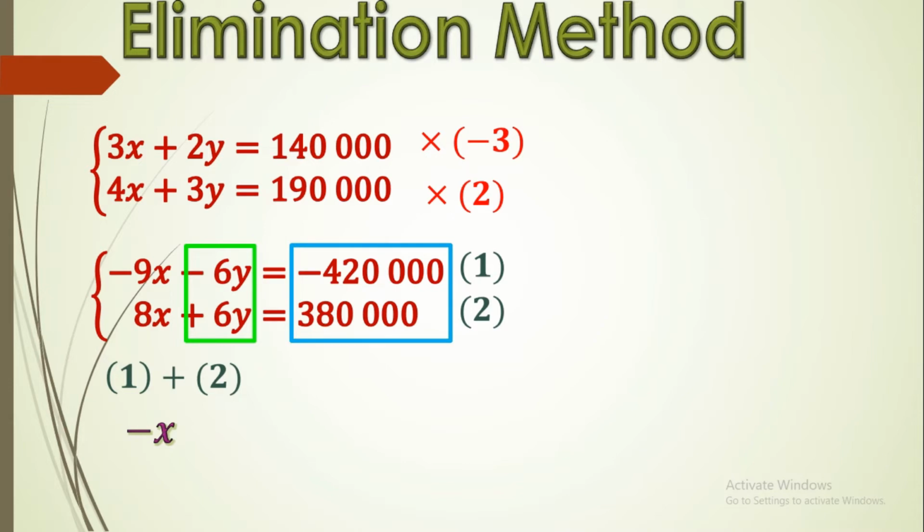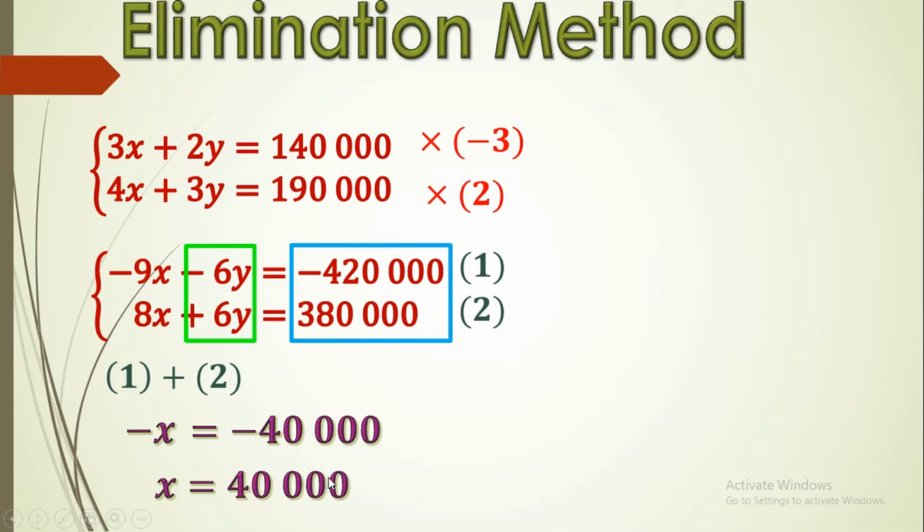Equal, and now we add minus 420,000 plus 380,000. Also, we subtract them and put the sign for the greatest since they have opposite signs. So it gives us minus 40,000. Well, minus x equals minus 40,000. So we can say that x is equal to 40,000.